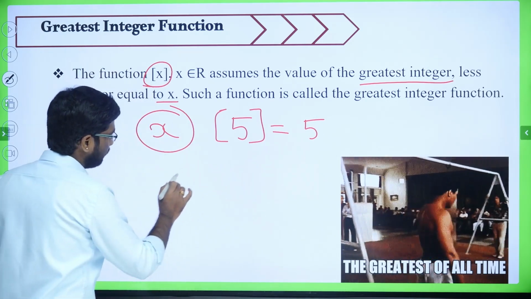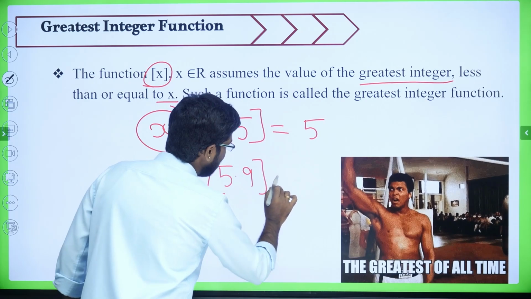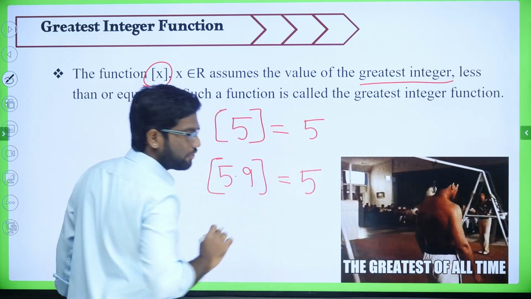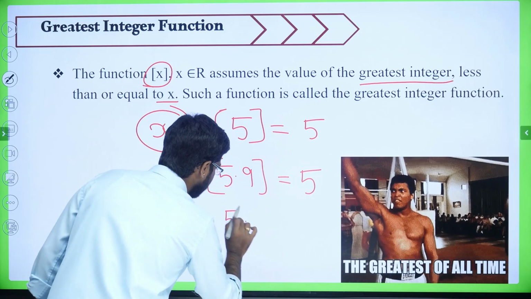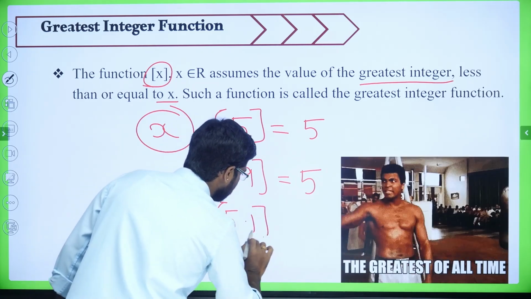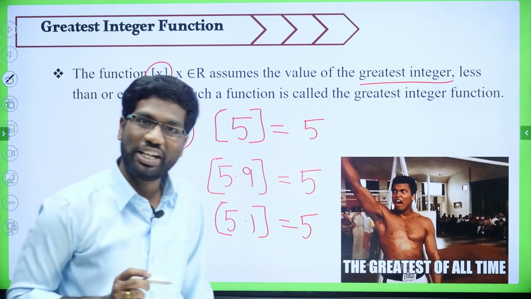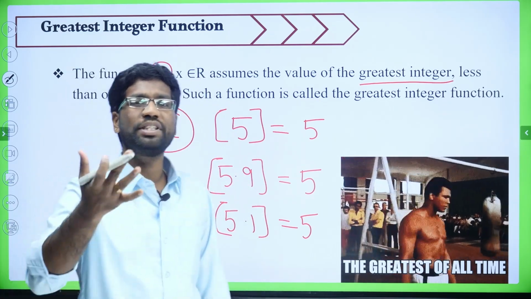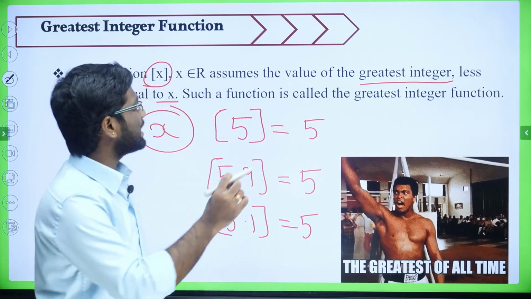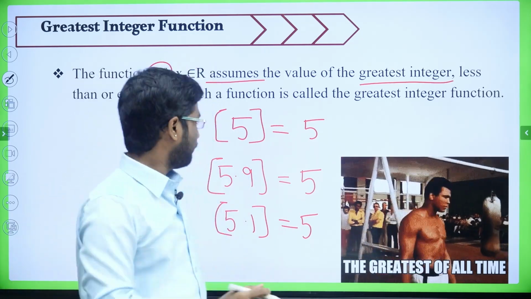Maybe if it is 5.9, then also my value is 5, my dear students. If it is 5.1, then also my value is 5. This is how it works. So, how, sir? How are you saying it is the greatest integer? As we said, it assumes. We are assuming the greatest.